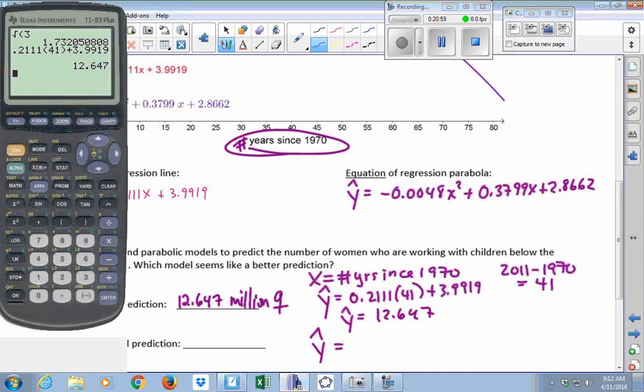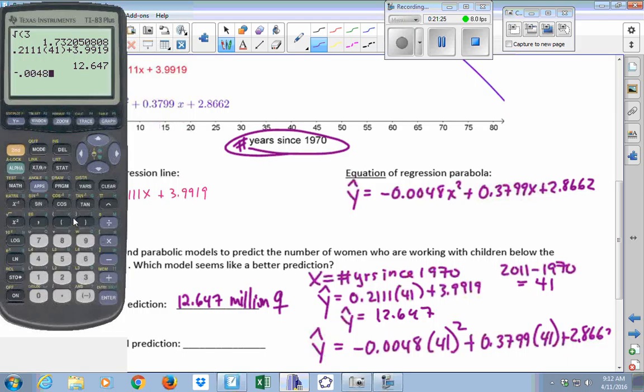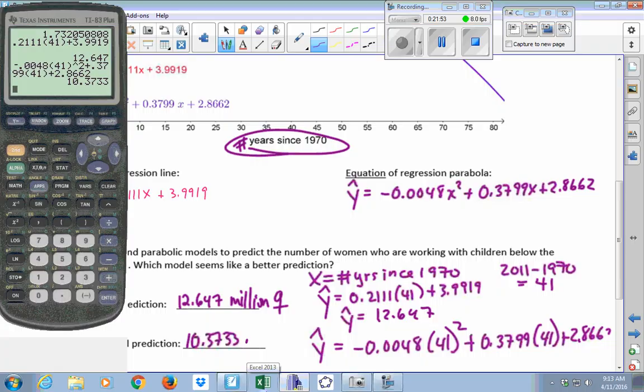The parabolic model says take the number of years since 1970, 41, square it, multiply it by that negative number, and then add this number to it, and then this number. Let's do that. So again, it's a little more to put into your calculator, but again, you're not doing the work, right? 0.0048 times 41 raised to the second power plus 0.3799 times 41 plus 2.8662. 10.3733 million women. That's very different, two very different estimates.